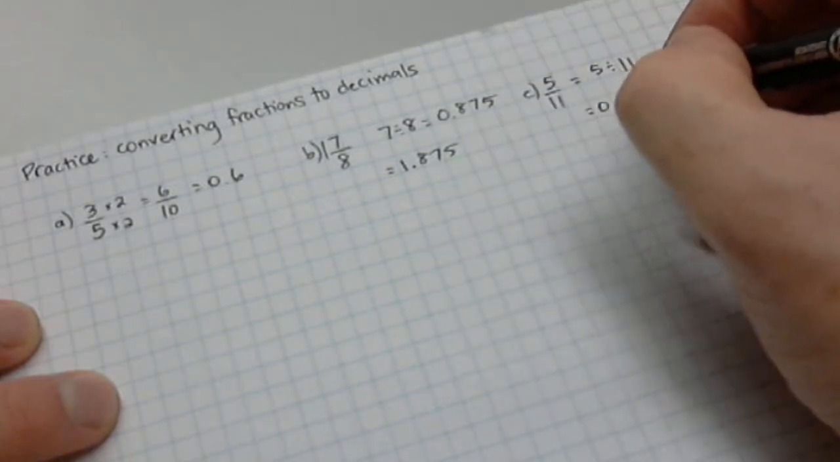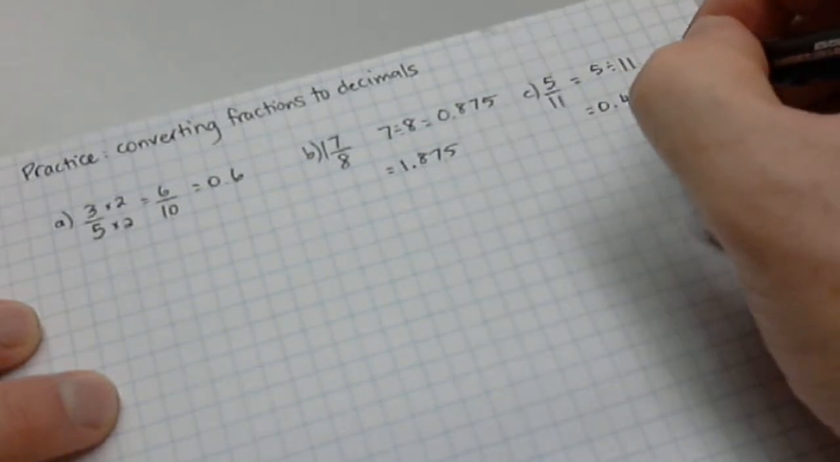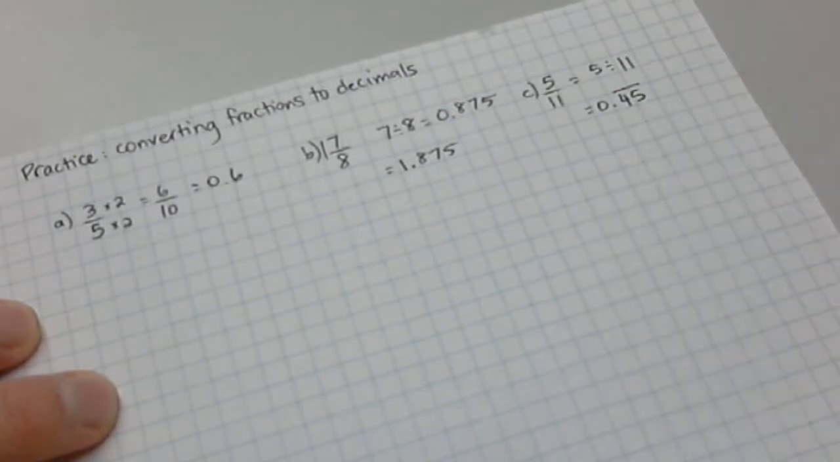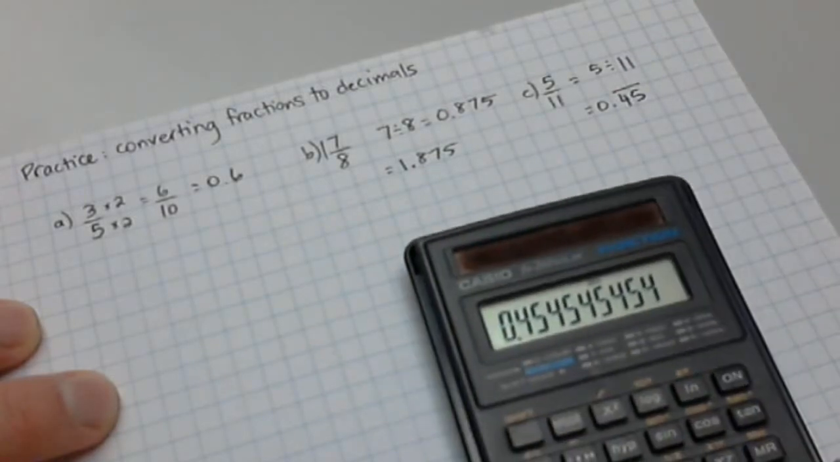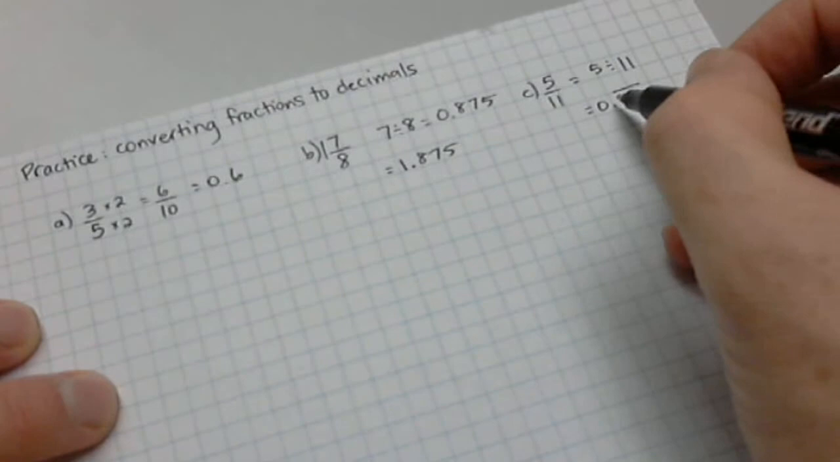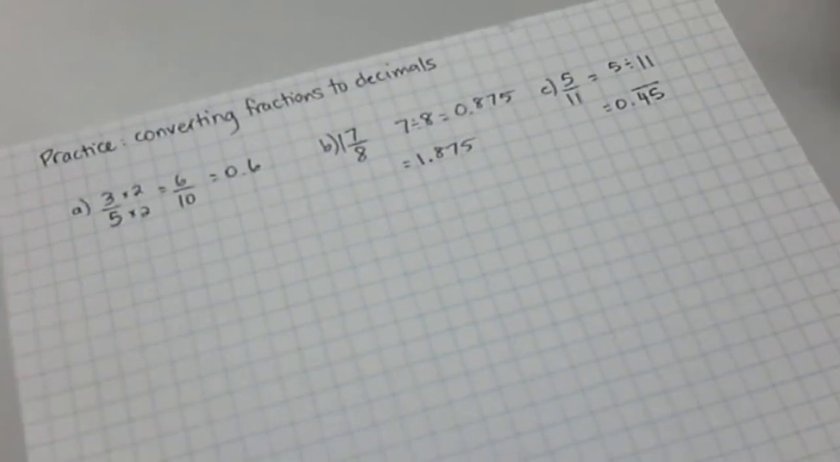And then I have 5 over 11, which is the same thing as 5 divided by 11, which gives me 0.45 repeat, because this is what comes up on my calculator after I do that division. So that 45 is the part that repeats. Okay, so there's some strategies on converting decimals to fractions and fractions to decimals.